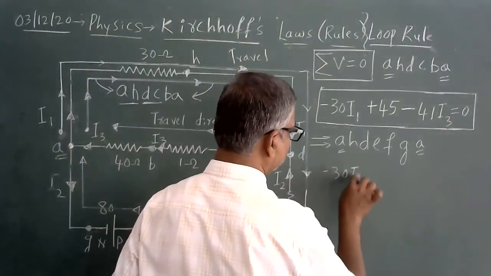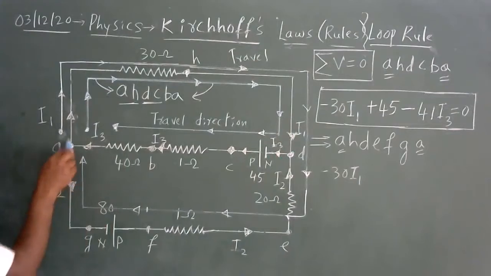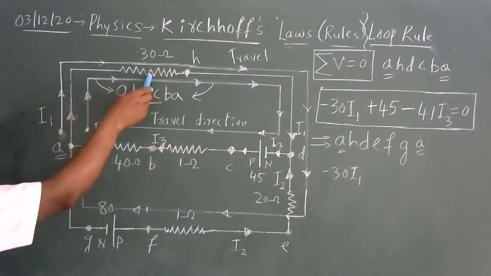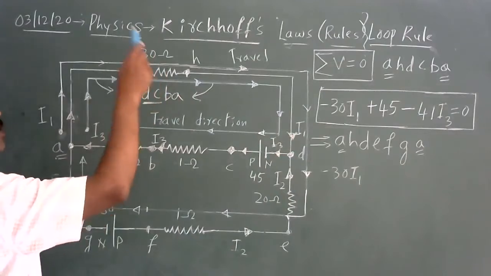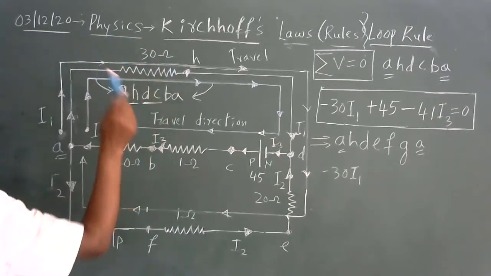30 I1. I repeat, the current is I1 in this path, A to H, and the travel direction is also the same. Hence the product is called the potential difference. Potential difference means 30 into I1. 30 means resistance, I1 means current.